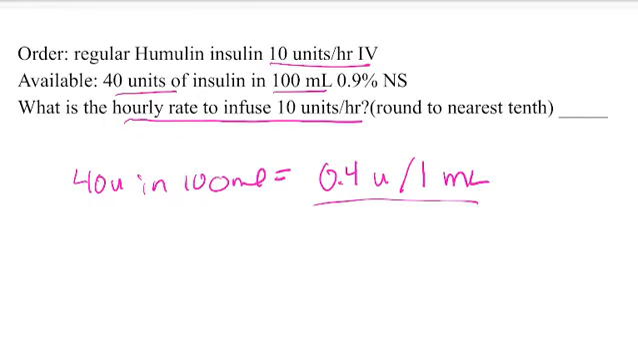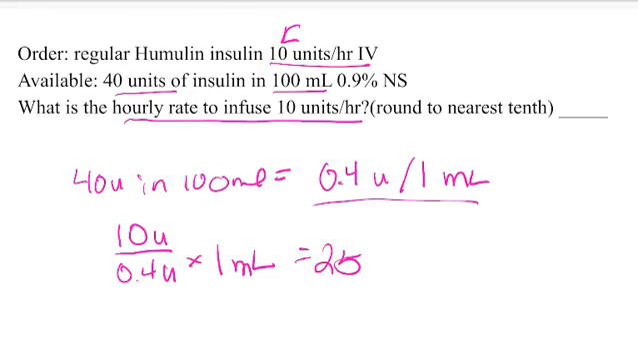And then if I do D over H times V, I know I want 10 units per hour. So 10 is my doctor's order, 10 units. And what do I have? I have 0.4 units times 1 ml. So if I take 10 and divide that by 0.4, 10 divided by 0.4 is going to be 25. So my hourly rate is 25 mLs per hour. Make sure you write that label in, okay? All right, next one.